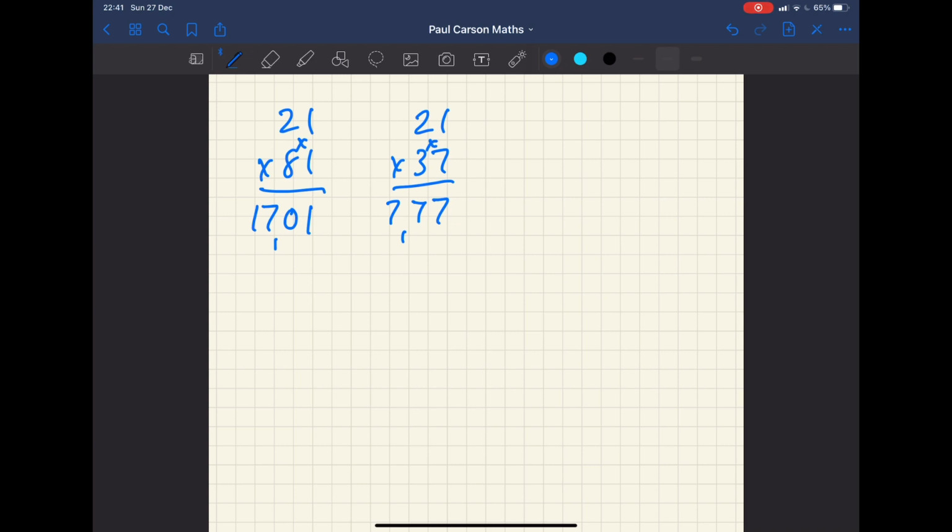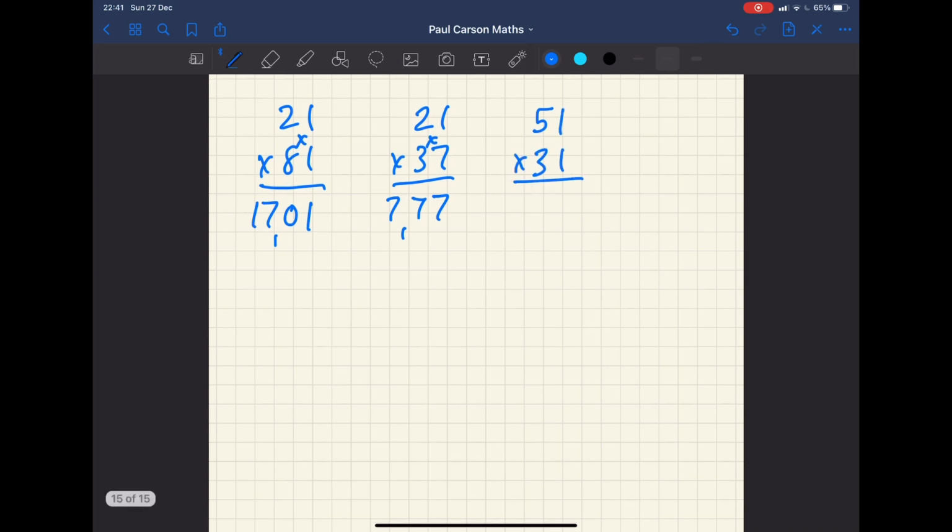Let's try some larger numbers, like 51 times 31. So, have a go yourself. 1 times 1 is 1, then the cross is just going to be 3 and 5 makes 8, and then 5 times 3, 15. 1581.